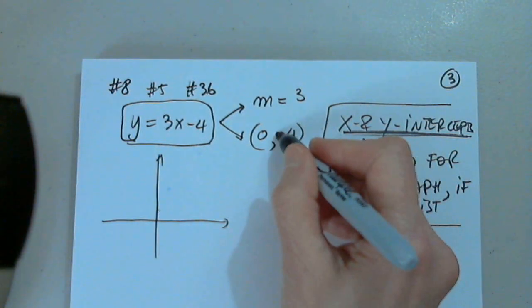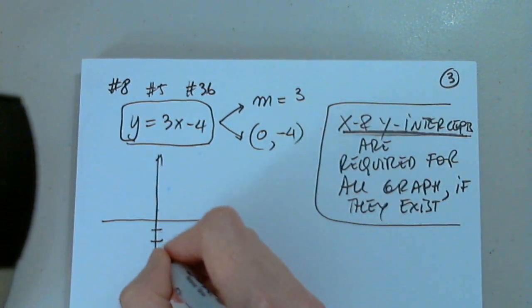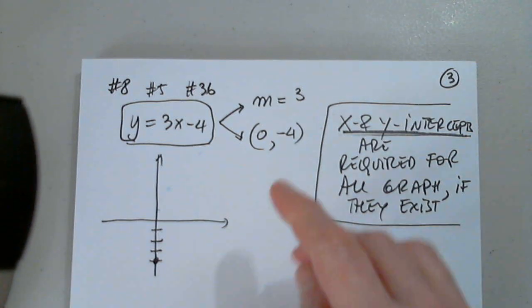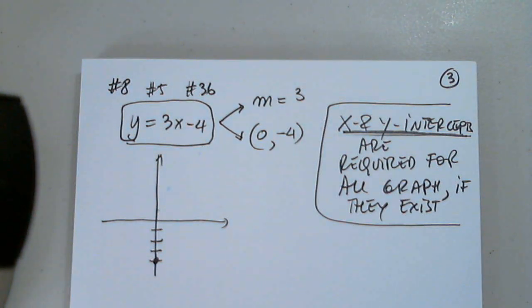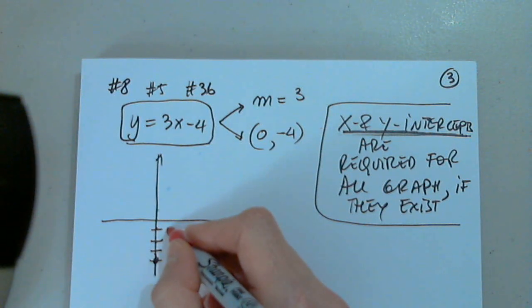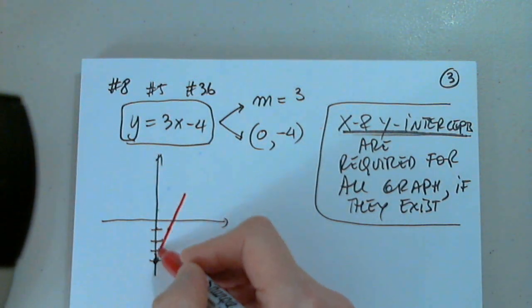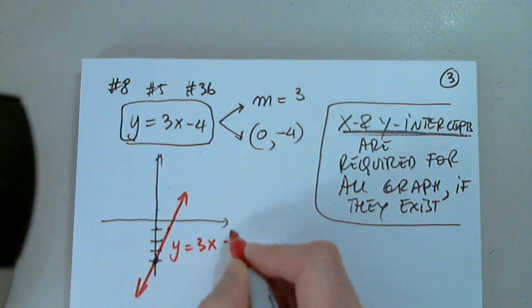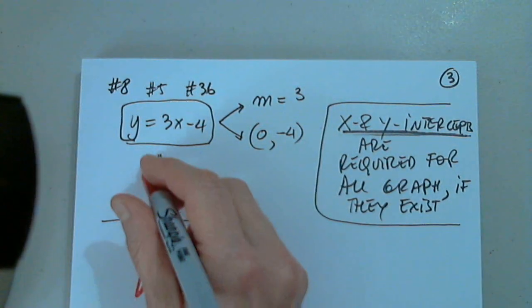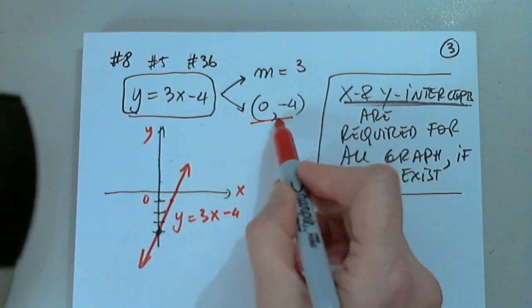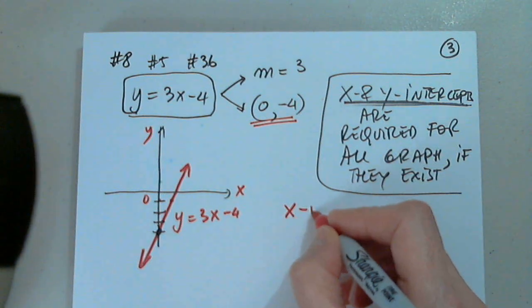So I will plot 0, -4, 0 for x, -4 for y. And I go up 3 over 1 because it's positive. So 1, 2, 3, and 1 to the right. Yes, but who cares? Fine. But how do I determine? So this is the y-intercept. How do I determine the x-intercept?